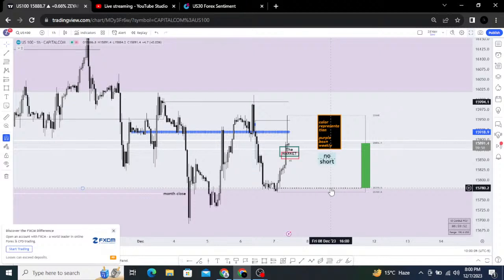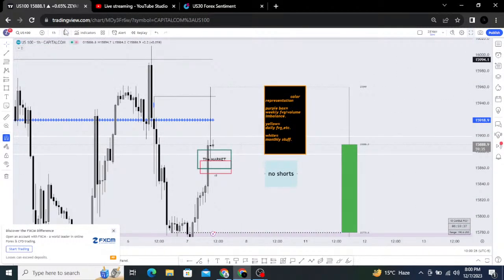So for ICT, I'm using inversion fair value gaps and the volume imbalance. The monthly volume imbalance is the most important. You can watch any of my streams. It's the price magnet, nothing else. Other volume imbalances can be used, but only temporarily.